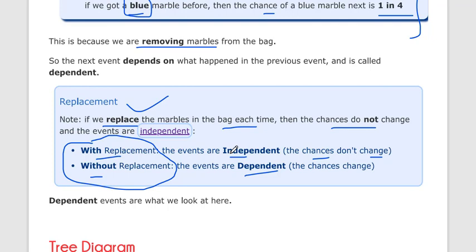So if in the question they have written words like with replacement, then it's an independent event, and you can use the formula. Without replacement means it's dependent. After choosing a marble, if I pick the marble and do not put it back in the bag, this is a dependent event.